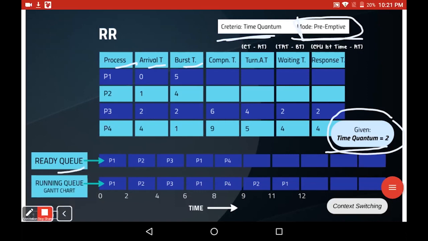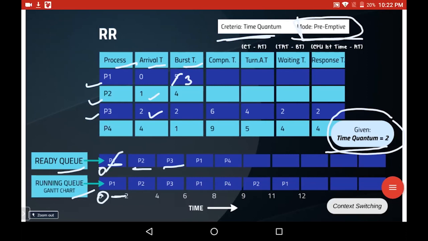Now we have 2 queues: one is the ready queue and the second is the running queue. At time equals 0, P1 arrived in the ready queue, and it goes to the running queue. P1 will execute for 2 units of time, and 3 will be left. Then we see whether any other process arrived till 2. Yes, P2 arrived at 1 and P3 arrived at 2. So P2 and P3 are in the ready queue.